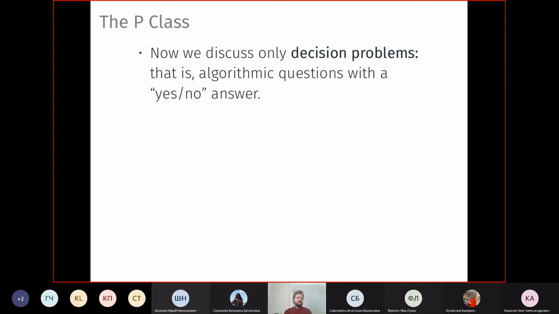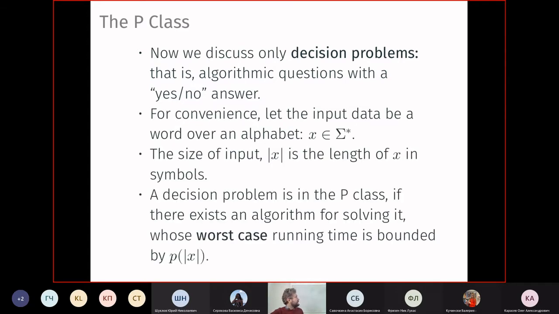To start with, we'll remind what the classes P and NP are. The P class, which is the class of polynomial time solvable problems, is the class of decision problems for which there exist algorithms which solve them in polynomial time with respect to the length of the input in the worst case. This means that for any input, the running time is bounded by p of the length of the input, where p is a fixed polynomial, so it does not depend on x, of course, but it depends on the problem itself.